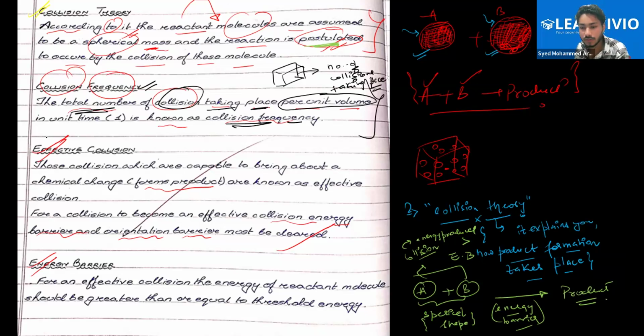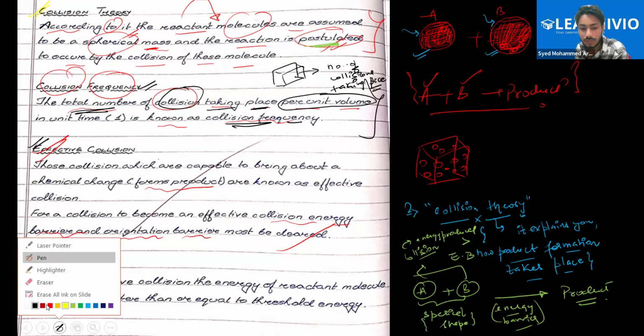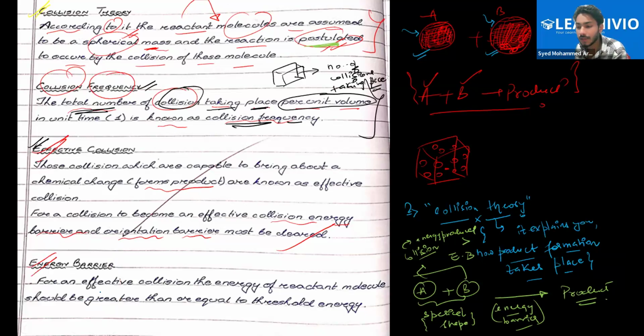Now, what is an effective collision? Effective collisions are those collisions which are responsible for the product formation. There are many types of collisions happening, but not all of them result in product formation. Only those collisions that form the product are the effective collisions, the ones capable of bringing out a chemical change to form a product.